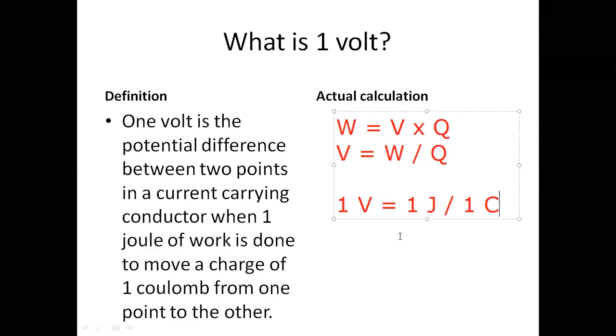1 volt is the potential difference if 1 joule of work is done to move 1 coulomb of charge from one point to another. Okay, it's a simple definition that will be asked in the exam. 1 volt is the potential difference in which 1 joule of energy is spent to move 1 coulomb of charge. Okay, write this in your notebook. What is 1 volt? 1 volt is the potential difference between 2 points in a current-carrying conductor when 1 joule of work is done to move a charge of 1 coulomb from one point to another. It's a simple definition. Okay, take everything as 1 and then you have to define it.